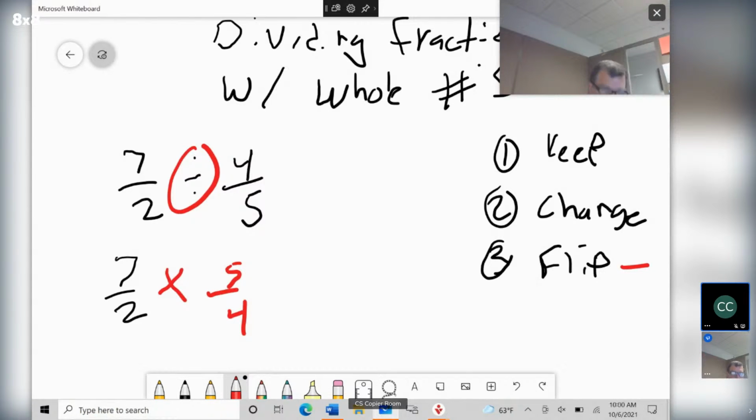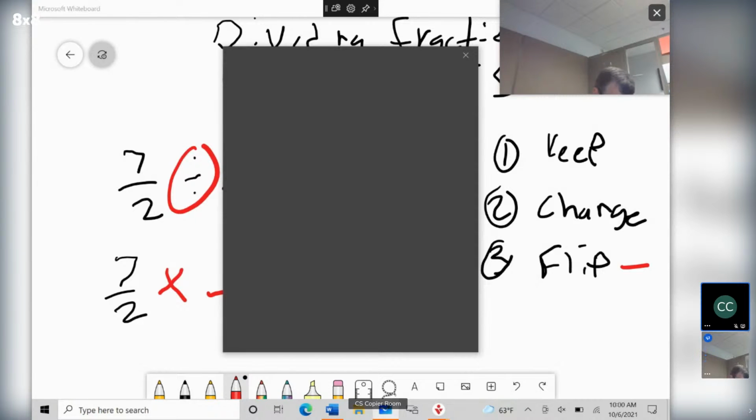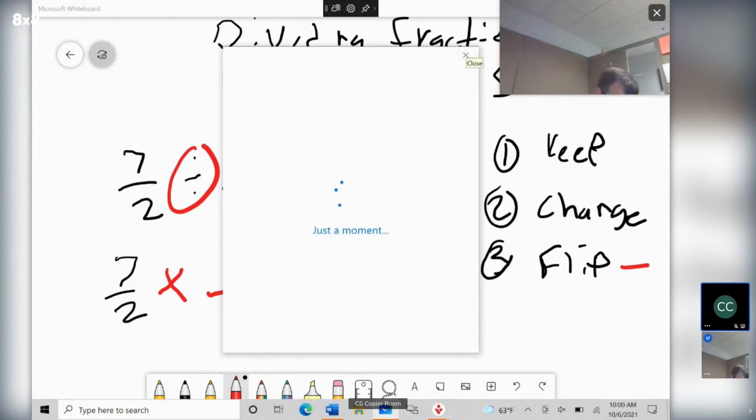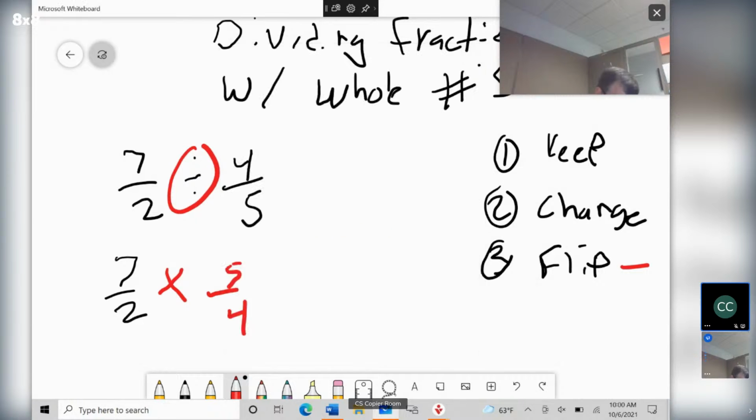Okay. And then one thing you might want to do, can we cross cancel in this fraction? And we're going to look, and this one doesn't look like we can, because 2 won't go into 5 and 4 won't go into 7. So then what do we do? We just multiply right across. So 7 times 5 is going to be 35. And the 2 times 4 is going to be 8. And we get 35 over 8.